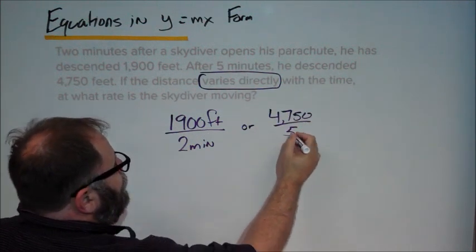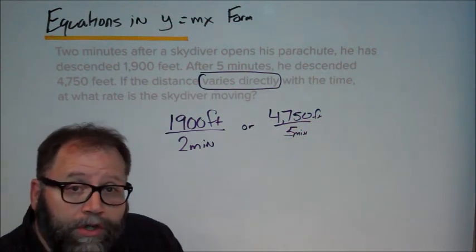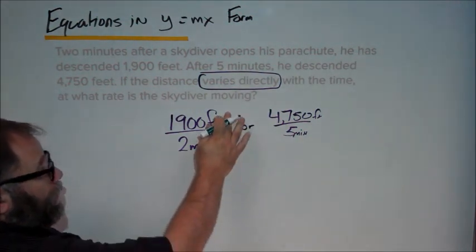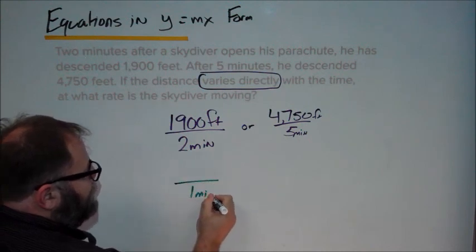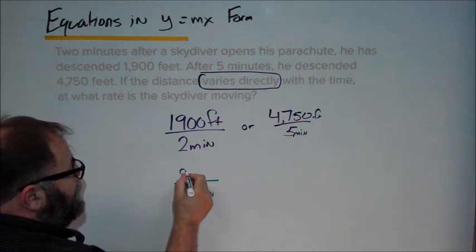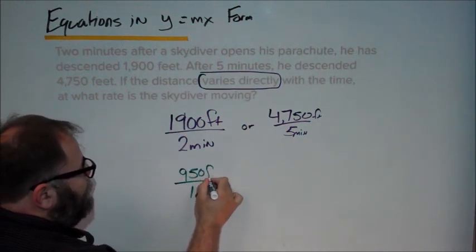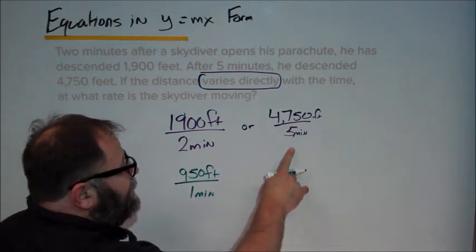So I've got this one, or 4,750 over 5 minutes. Let's just reduce those and see if they're the same proportion. We're going to divide both of these by 2. So that's going to give me 1 minute is, let's see, 2 goes into 19 9 times with 1 remaining. 2 goes into 10, 5. 950 feet per minute. Let's check this one.